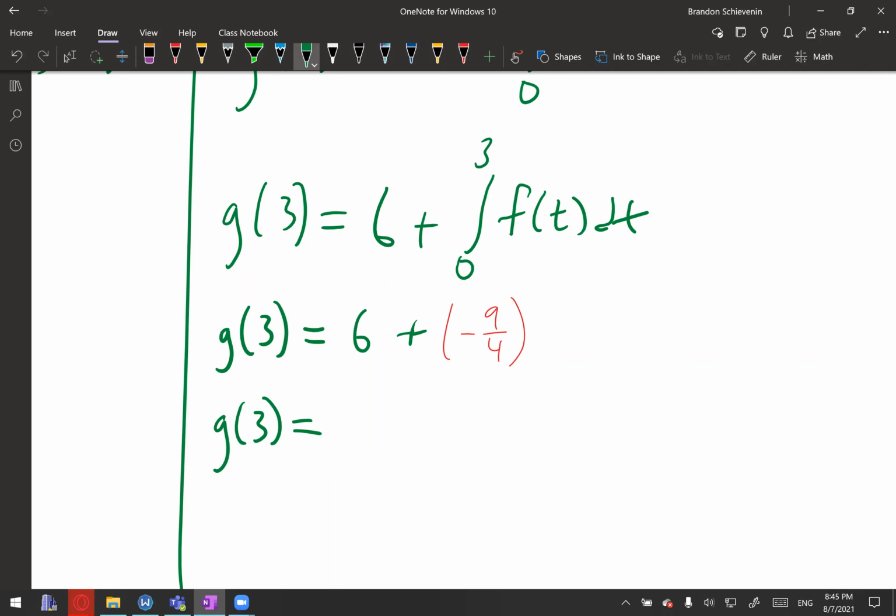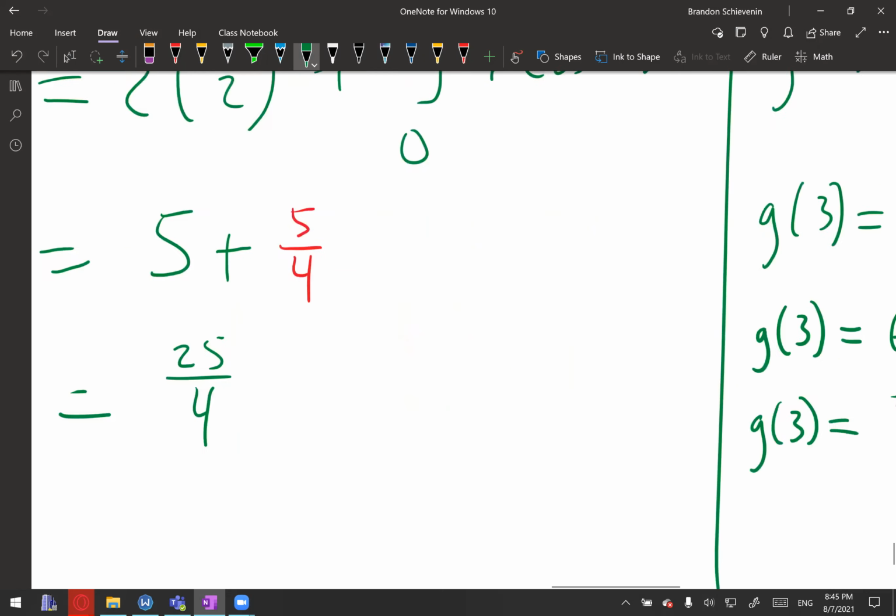Okay, I'm getting a common denominator. This is 24, or 15/4.